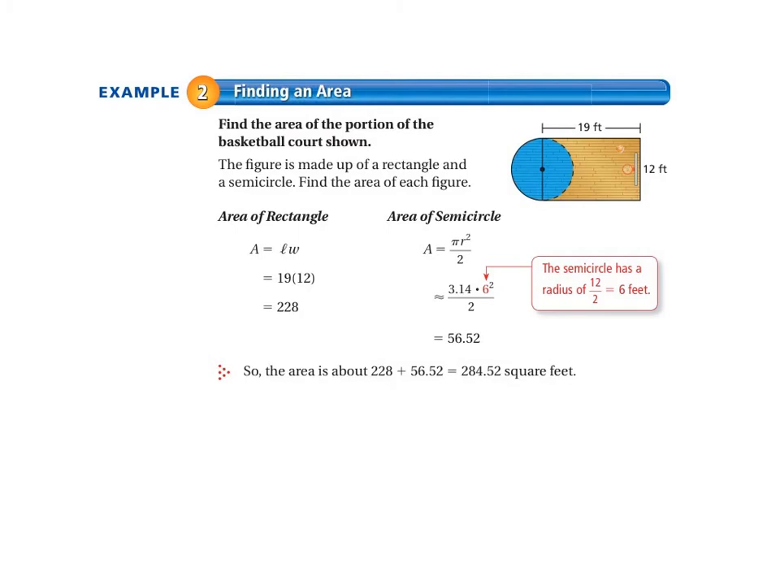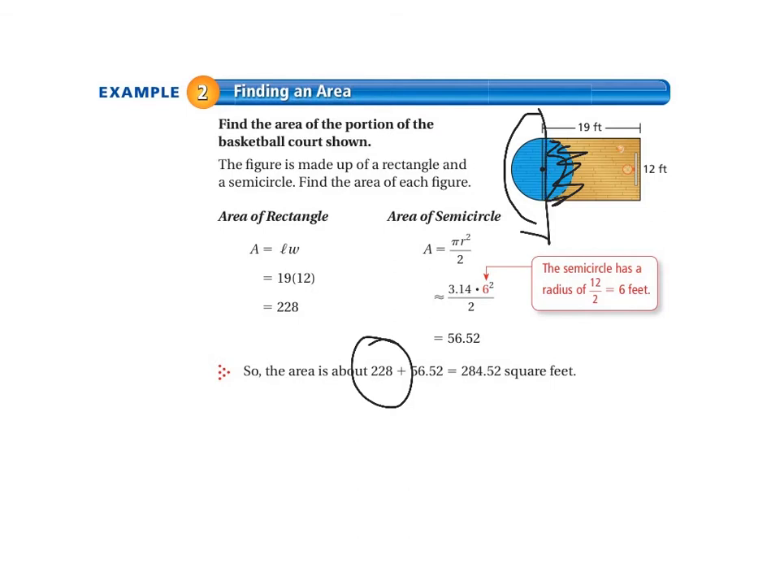So the area of the rectangle is 19 times 12, and that gives us the 228 down here. And then it looks like it's a circle, but this half of the circle is contained in the rectangle, so we don't want to count that twice. So we're just going to figure out the area of the semicircle here on the outside.